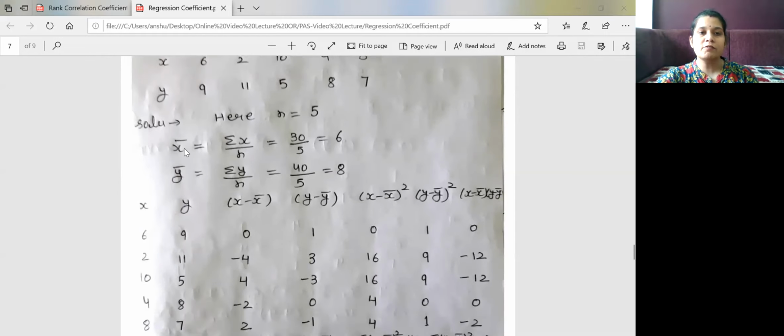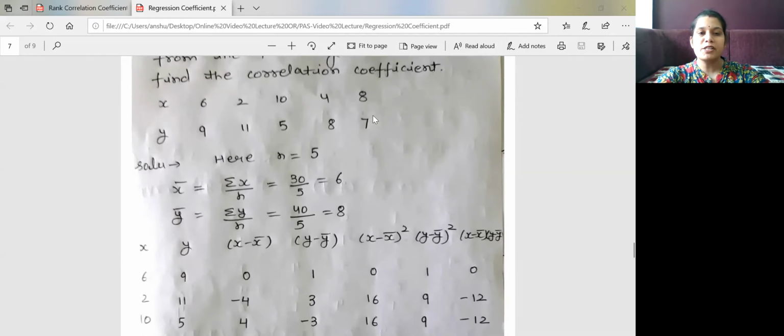So x bar is equal to what? X bar is equal to summation x upon n. That means sum of all the values of x divided by number of terms. That means 30 divided by 5 is equal to 6. The second one is the value of y bar. Y bar is equal to summation y upon n. That means first sum of all the values of y, divided by number of terms. That means 40 divided by 5, we get y bar is equal to 8.